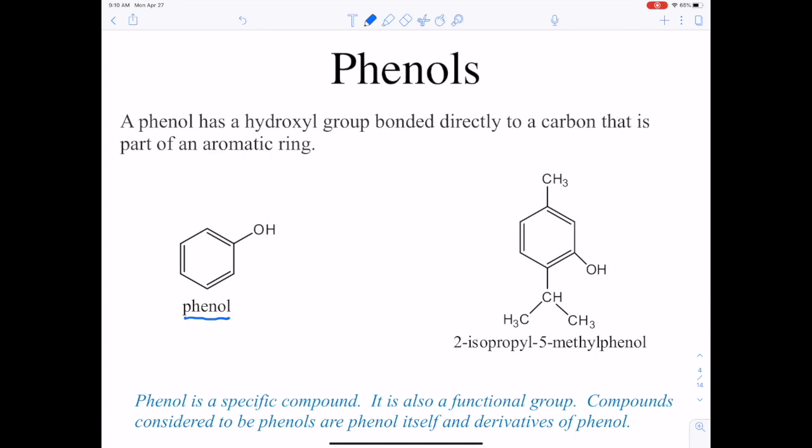This compound on the right is a phenol as a functional group. So we have a phenol with a methyl group and an isopropyl group on the ring. So this is 2-isopropyl-5-methylphenol. They are both phenols, but the one on the left, its name specifically is phenol.